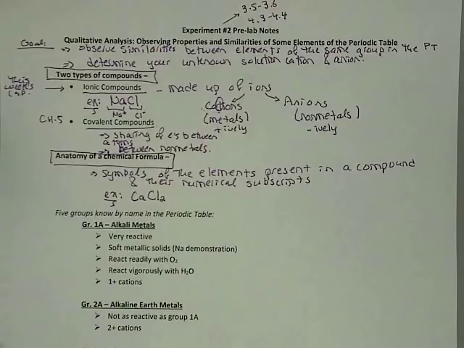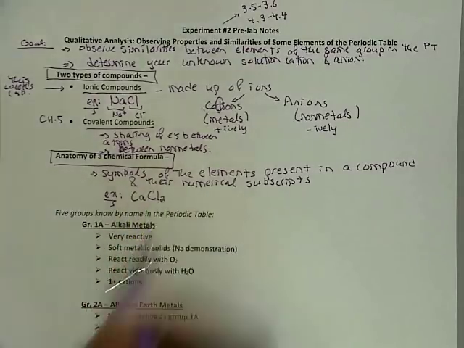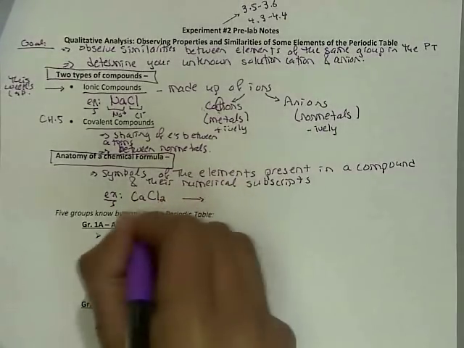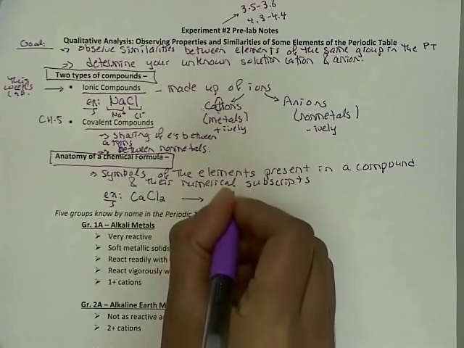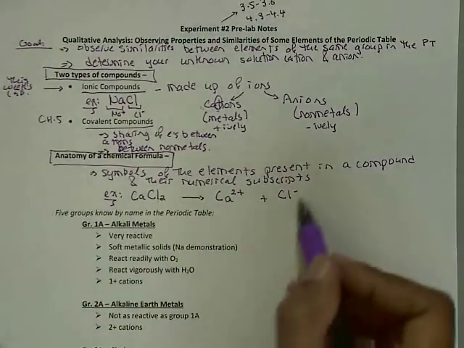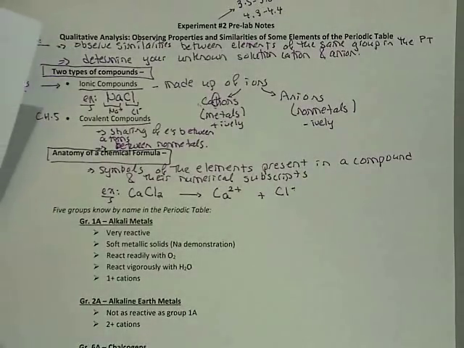We'll go over naming heavily in lecture. So let's dissect the anatomy of calcium chloride. Calcium chloride is comprised of calcium 2+ and chlorine minus. If it's a -1, we don't actually write 1, we just write minus.